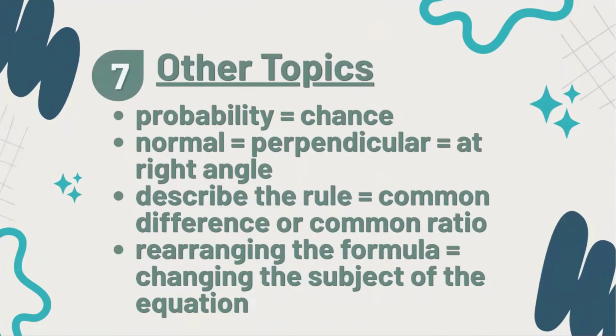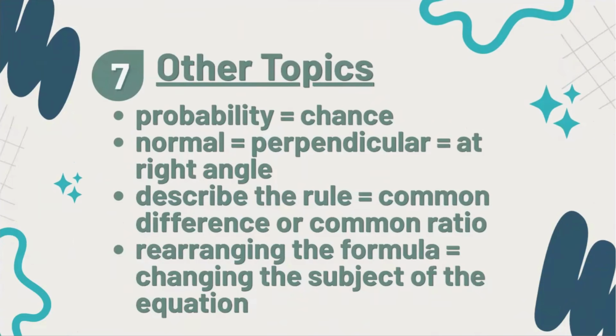Then for other topics, probability is the same as the chance of something happening. We should know that. A normal is a perpendicular line, which is the same as something at right angle. So if two lines are at right angles, they're perpendicular to each other. And if they use the word normal, I don't think you guys have done that word yet, but in case they do, remember that they're talking about perpendicular lines.